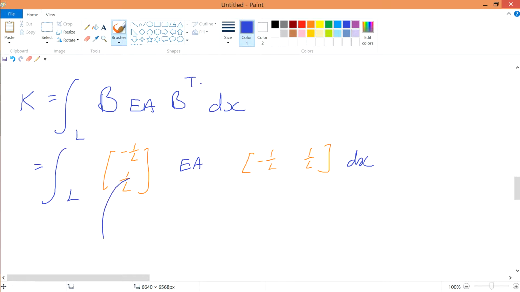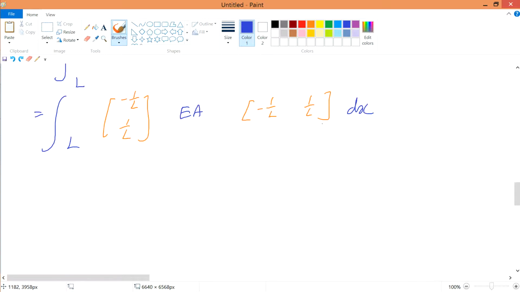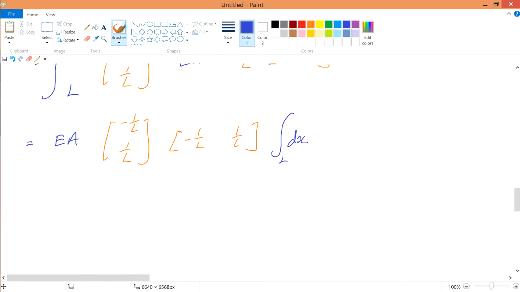So this thing over here we have proved to you as B, and this thing over here I proved to you as B transpose. And therefore what we can do next is, we see that this is some constant. We'll just bring it up over there, and bring this integration to the back. So what we have is this thing over here.